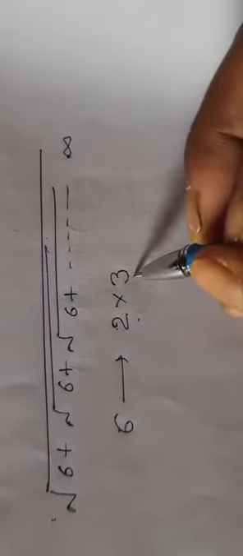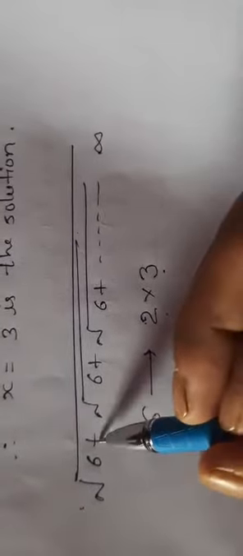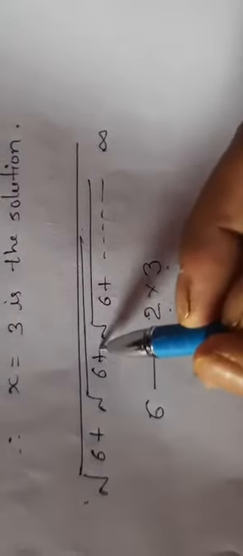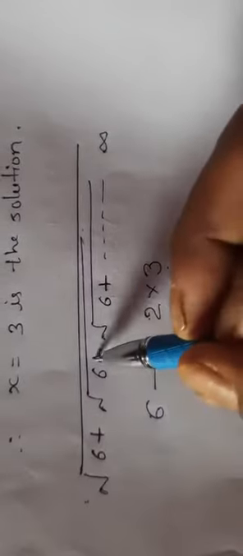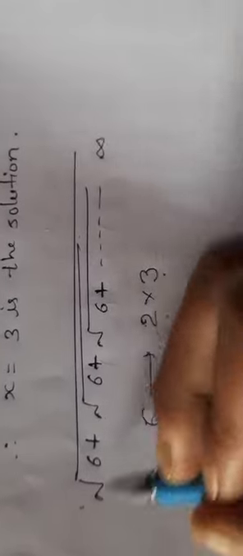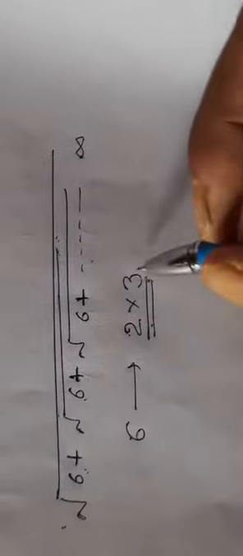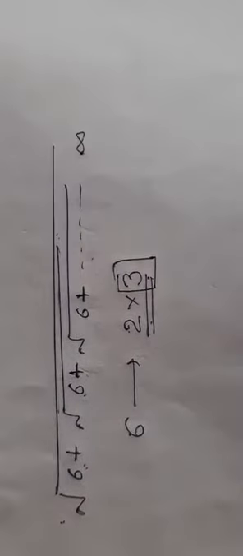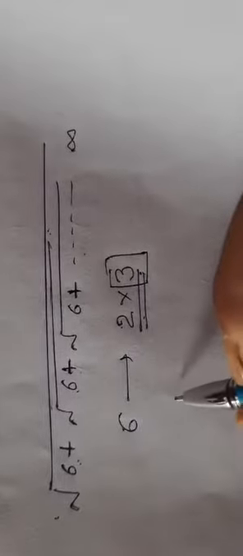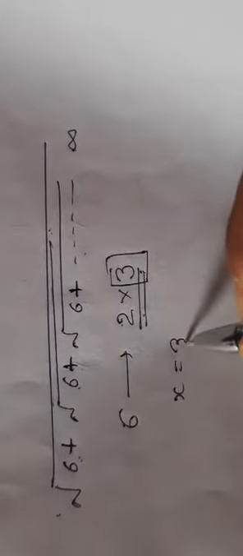2 and 3 are consecutive numbers, and whenever the plus sign is given, the condition is that there should be a positive sign after every term. So whenever we have an infinite number of square roots with the same number inside and a positive sign, and the number inside can be made as a product of two consecutive numbers, then the greater number is always your solution. So here the solution is 3.